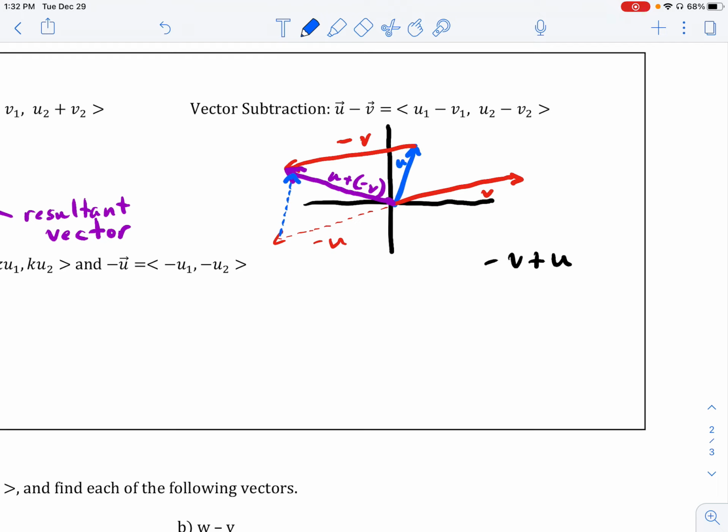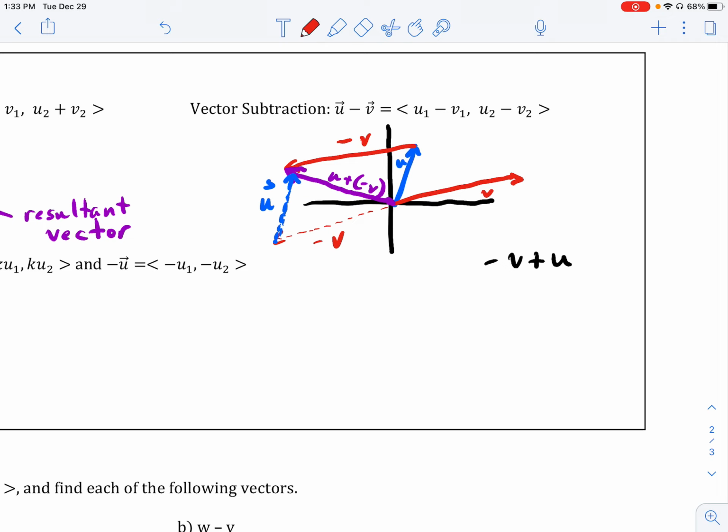And that's not really perfectly parallel. I'm trying to do my best to make it parallel here. But from the tail end of negative v, oh, I mislabeled that as u, sorry about that. We got negative v plus u, and that would give me the same thing, same resultant vector up there.